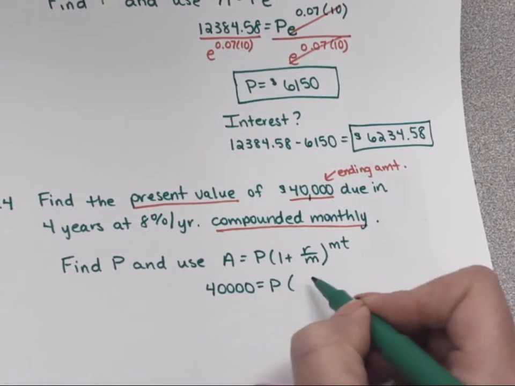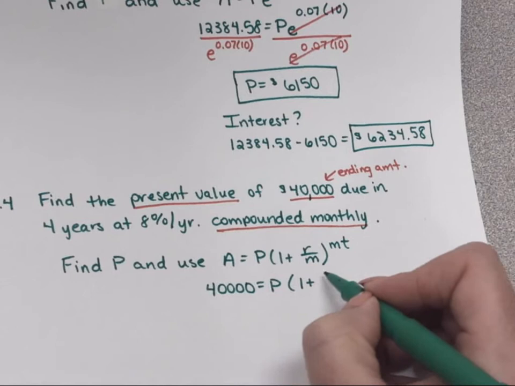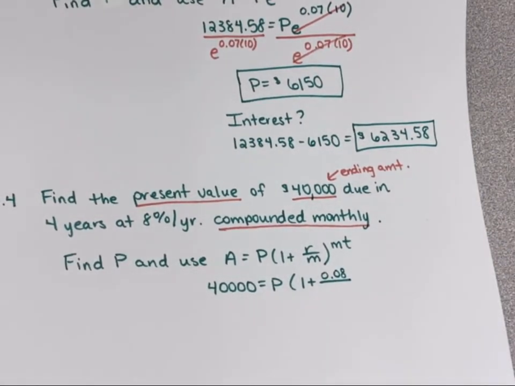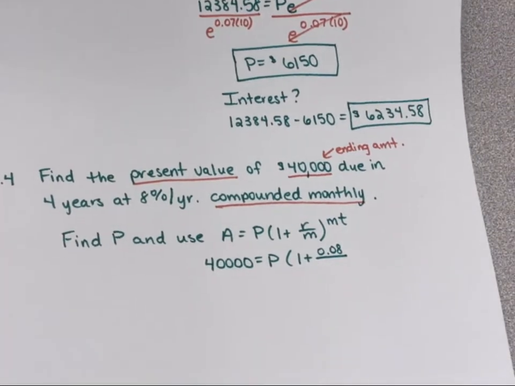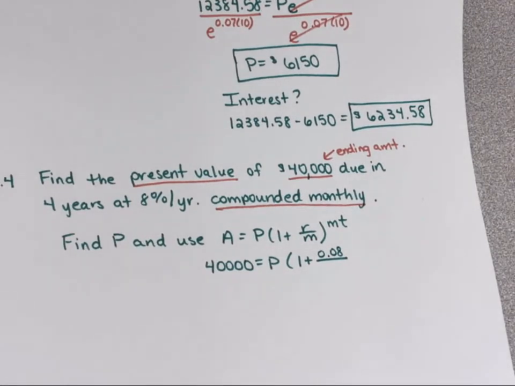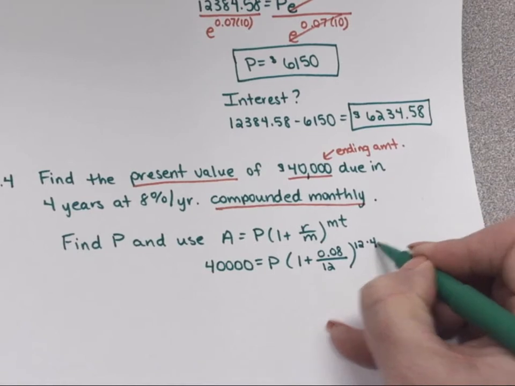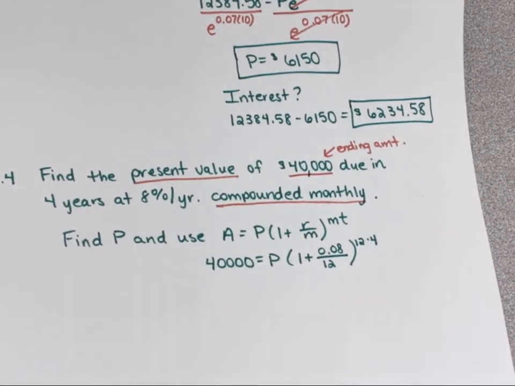And then we don't know P, but we'll be able to know everything else. So it's going to be 1 plus 0.08. And then what goes in for M and T? You might need to look at your notes from last time, but what is M in general? It's how many times per year something happens, right? So the fact that it's monthly means that M is 12. And then we raise that to the 12 times 4 years power. If it's annually, it's 1. If it's daily, it's 365. If it's weekly, it's 52. If it's quarterly, it's 4.